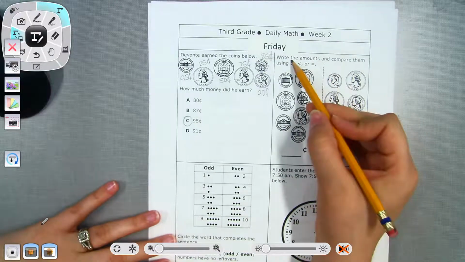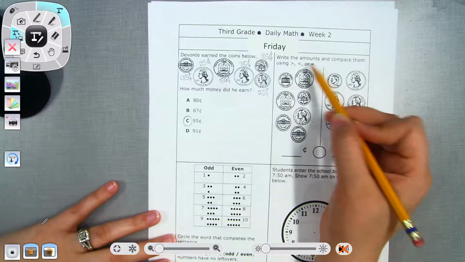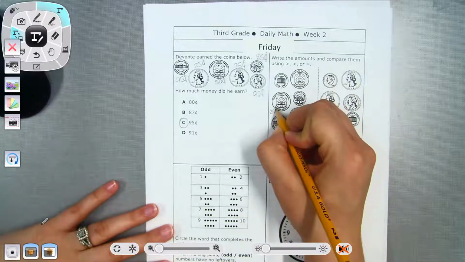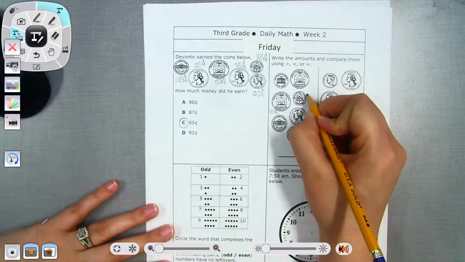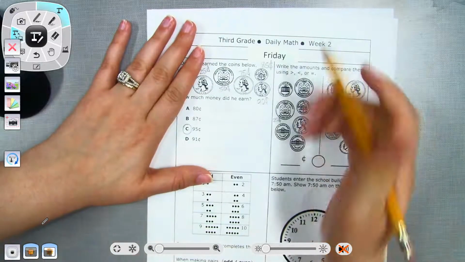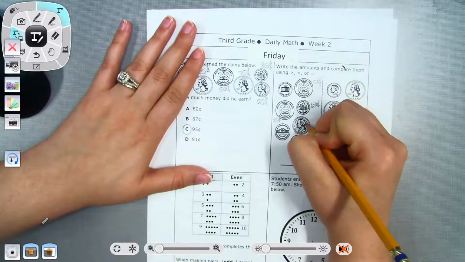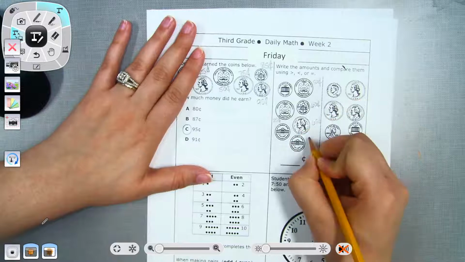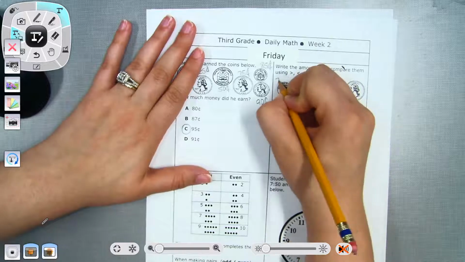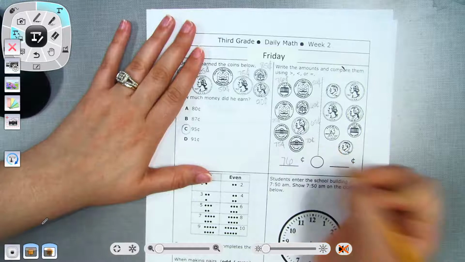Okay. Write the amount and compare them using greater than, less than, or equal to. So first I've got to count. So I'm going to say I have 25. I have 35. Oh, there's another quarter. I missed the quarter. 25, 50, 60, 65, 70, 75, 76. So on this side, I have 76 cents.